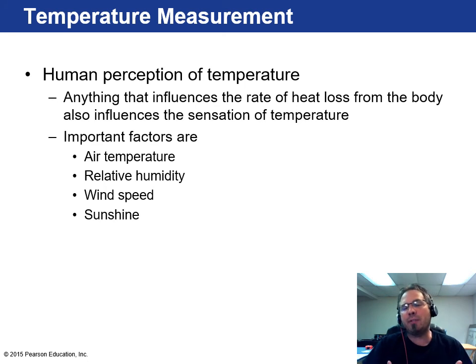So the colder the temperatures get, and if there's a high wind, you combine those two together, you get frostbite very, very quickly.